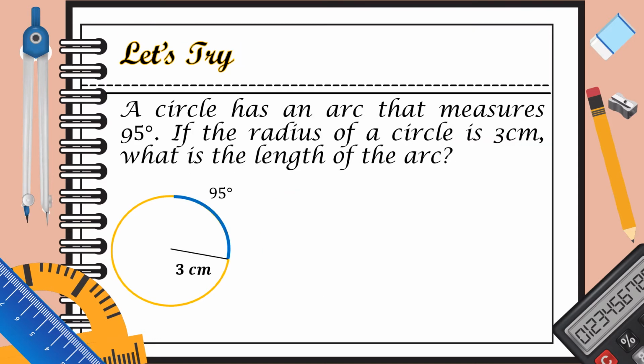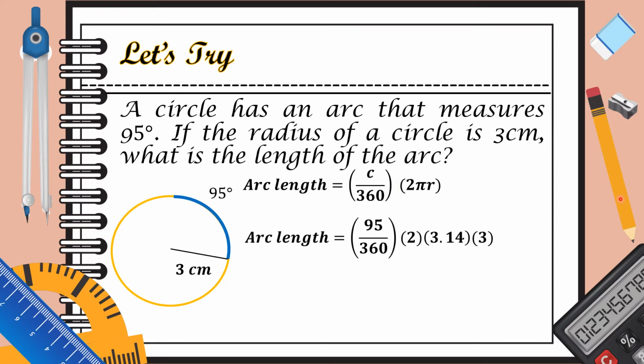Ulitin ko, yung C is the degree measure of the arc. Now, let's try. A circle has an arc that measures 95 degrees. The radius of a circle is 3 cm. What is the length of the arc? So, kailangan nating malaman kung ano yung talagang measurement nitong 95 degree arc ng ating circle with the radius of 3 cm. Ngayon, ang formula is arc length is equal to C divided by 360 times 2 pi r, kung saan yung C is the degree measure of the arc.